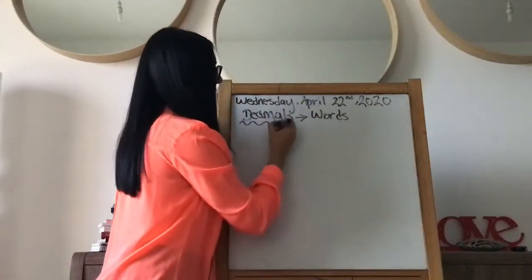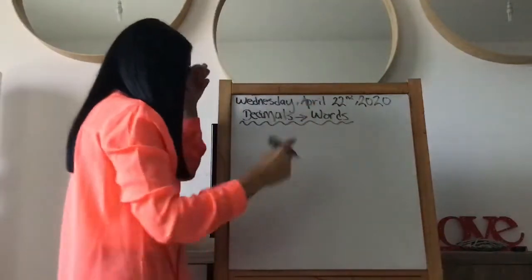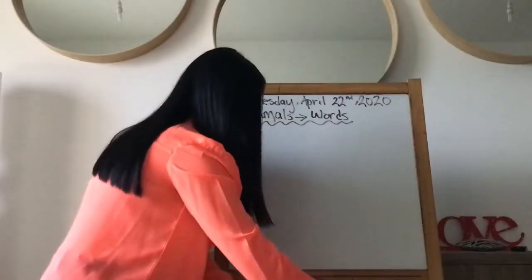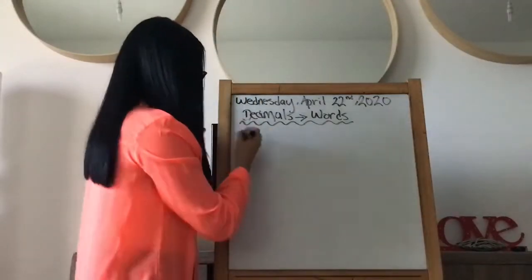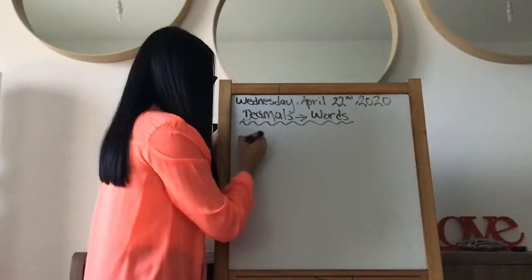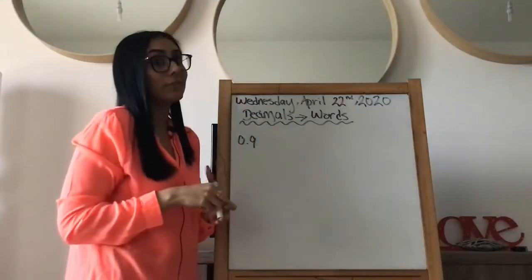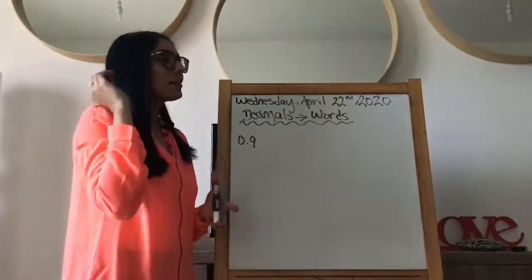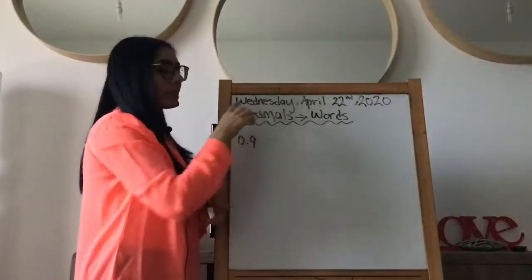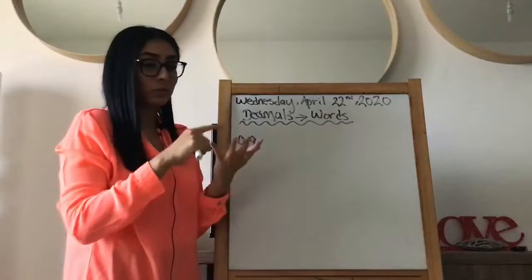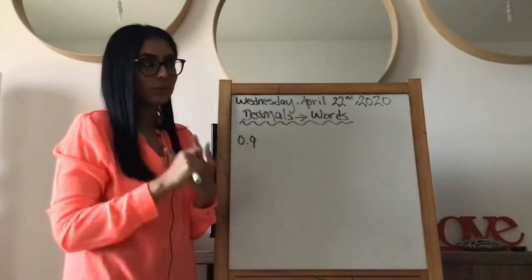Okay, decimals to words. Once again, yesterday I feel like I said it like 20 times, but I'll say it for the 21st time today. As long as you know, in regards to the whole decimal unit, your place values for those three things, tenths, hundredths, thousandths, you're golden.